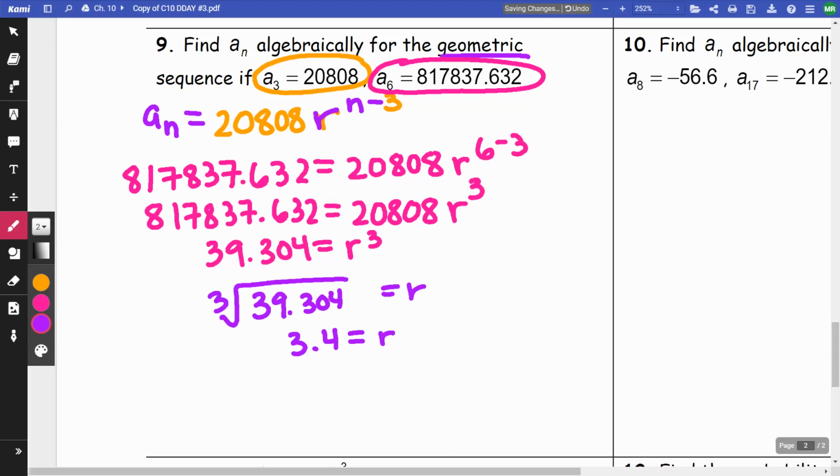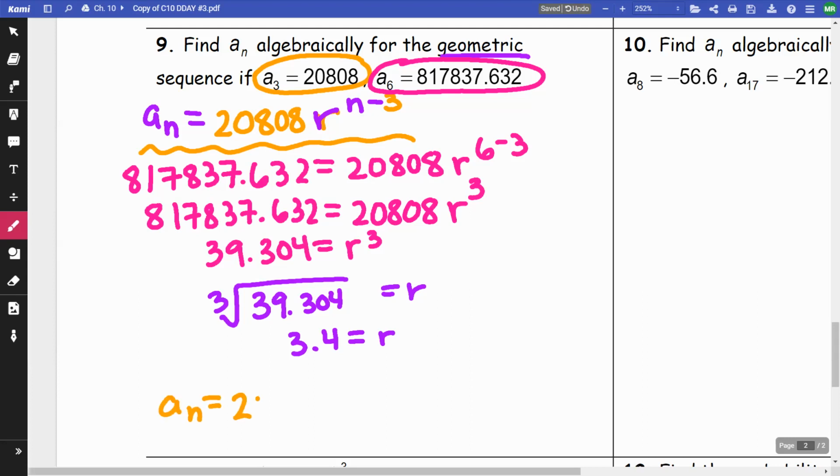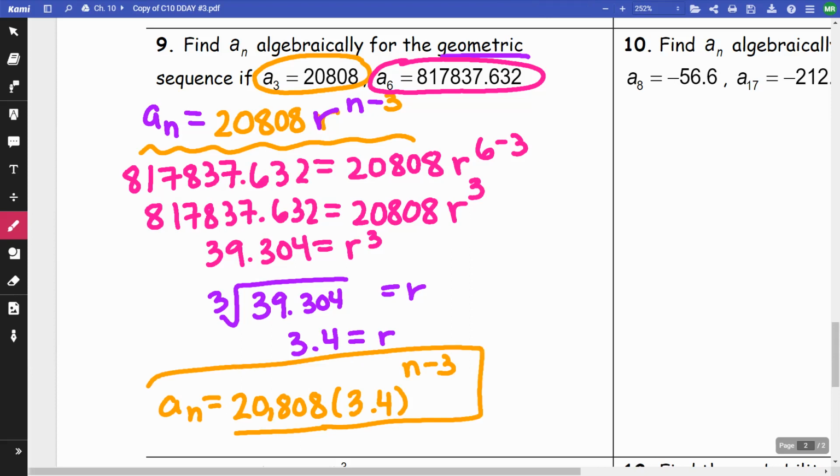So now I'm going to write the equation using this format, starting with my third term. Okay, so I'm going to have A sub n is equal to 20,808. We are timesing it by 3.4. And again, since this is my third term, this is going to be to the n minus 3. And that's going to be our equation.